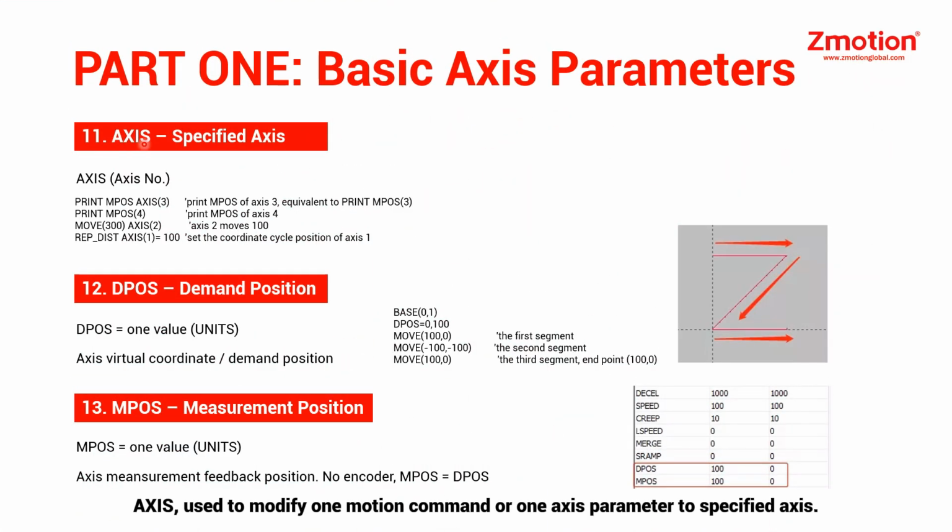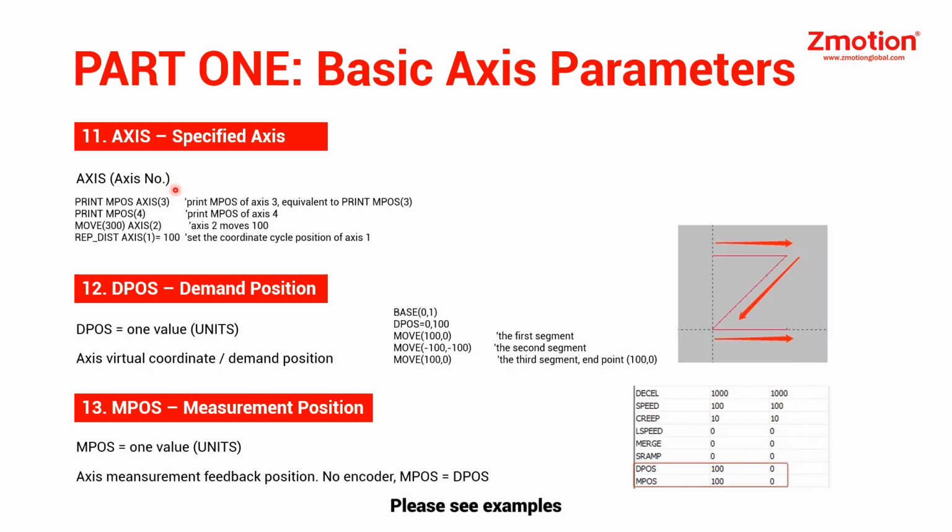Axis is used to apply one motion command or one axis parameter to a specified axis. It only needs to be added behind the command. Please see the examples. The first one means it prints the measurement position of axis 3, not the main axis of base. In other words, if there is no axis command, the main axis MPOS will be printed. And these are the same principles.